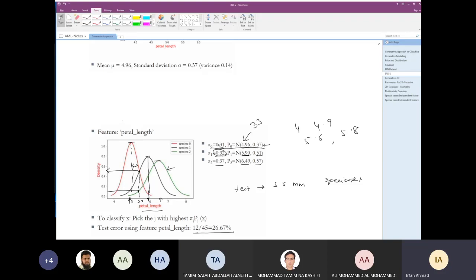So any question on this before we move to the generative modeling, using two features instead of only one? Doctor, the error here was based on the test sample, yeah? Yeah, on the test sample. That's why it's saying it made 12 mistakes out of 45 test samples. So 12 out of 45 were assigned to the wrong class. So the error is 26.67%.